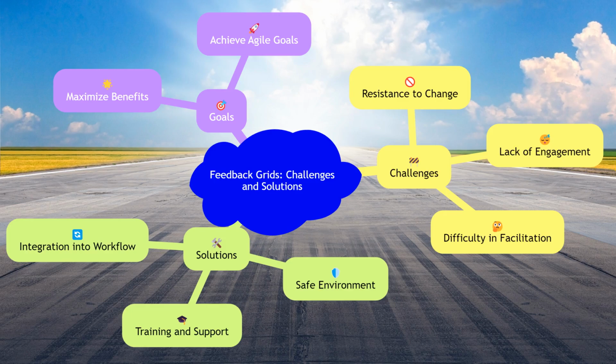While feedback grids offer many benefits, there can also be challenges in implementing them. Common challenges include resistance to change, lack of engagement from team members, and difficulty in facilitating effective feedback sessions. To overcome these challenges, it is important to provide training and support to the team, create a safe and supportive environment for feedback, and ensure that the feedback grid process is integrated into the team's regular workflow. By addressing these challenges, teams can maximize the benefits of feedback grids and achieve their Agile goals.